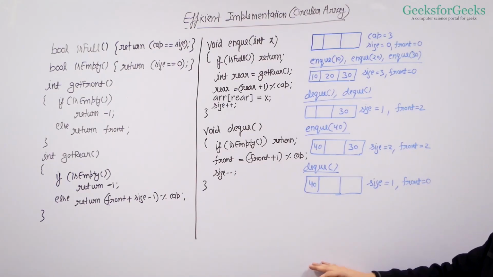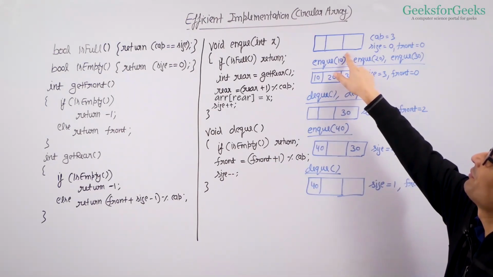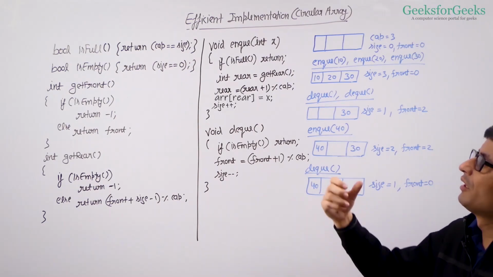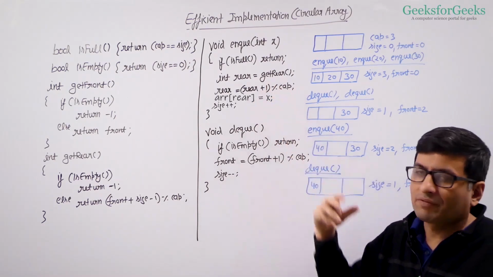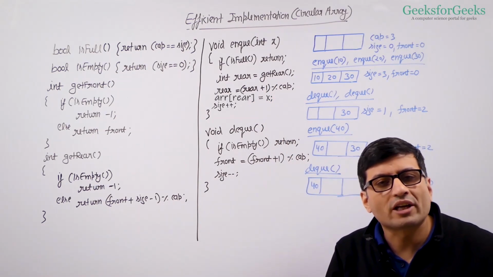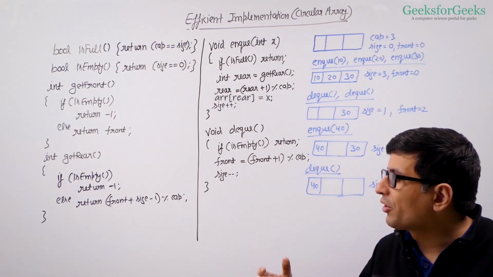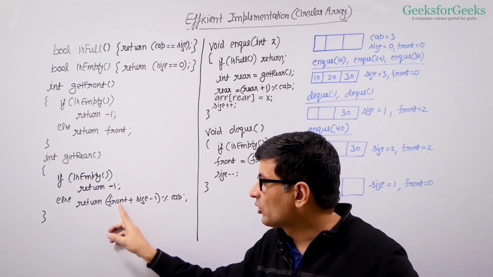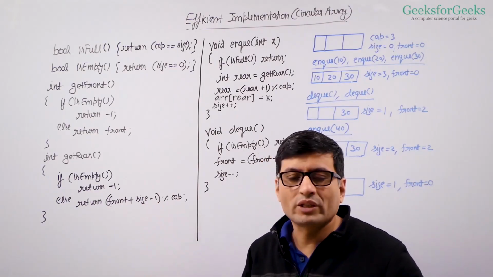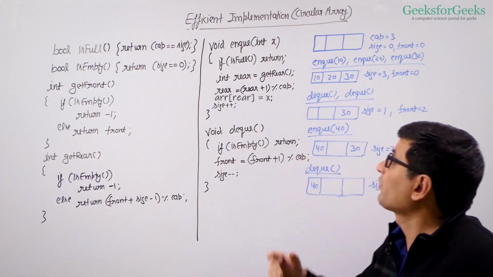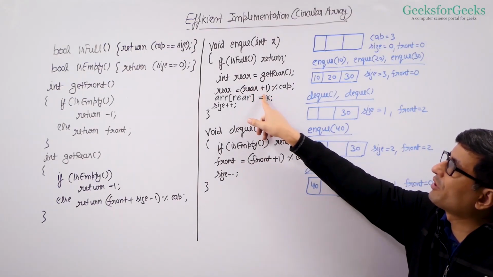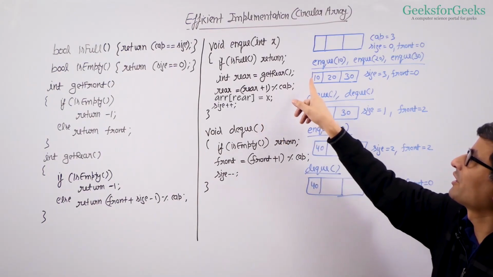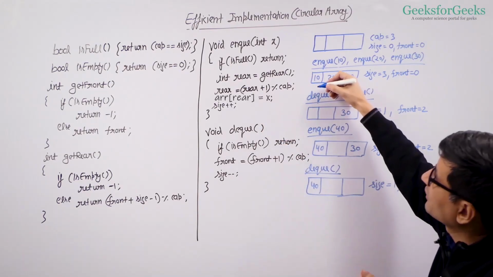Let's now see the working of these functions. Initially, our queue is empty. Then we did enqueue 10. So when you do enqueue 10, what happens? You get the rear using the get rear function. And in the constructor, we initialized front as 0. So how do you get the rear? You do front plus size minus 1 modulo capacity. So we'll get 0 plus 0 minus 1 mod capacity. So we'll get the rear as minus 1. And after we get the rear as minus 1, we do rear equal to rear plus 1 modulo capacity. So our rear will become 0. So we'll insert the 10 at index 0 here.